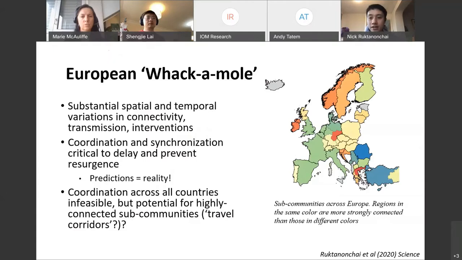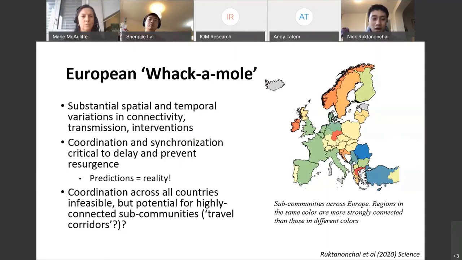So essentially, the take-home message from this story is that we found really substantial variation spatially and temporally in terms of connectivity, in terms of transmission, in terms of R-naught, and in terms of lockdown effectiveness. Some countries, when they place lockdowns, saw a much more dramatic decrease in mobility than others. Because of that heterogeneous picture, and because that means there's risk of spread to other countries that depends on what each country does, coordination and synchronization of strategies is really important to prevent resurgence.